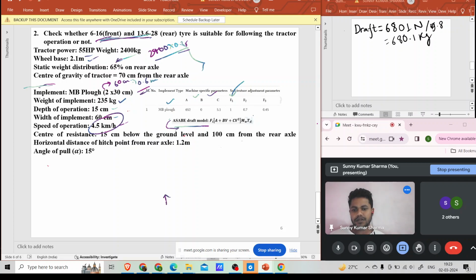that the dynamic weight that is coming on the tractor should be greater than 20% of the static weight coming here. So for that calculation, you make a diagram.